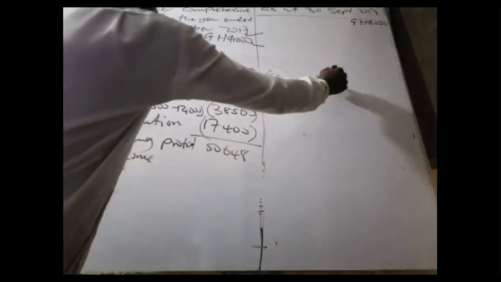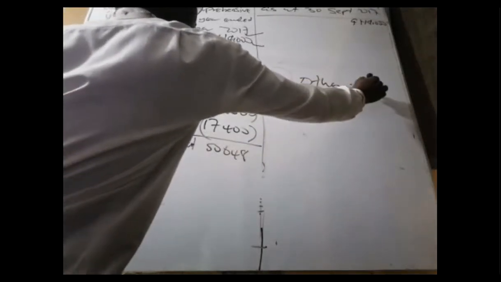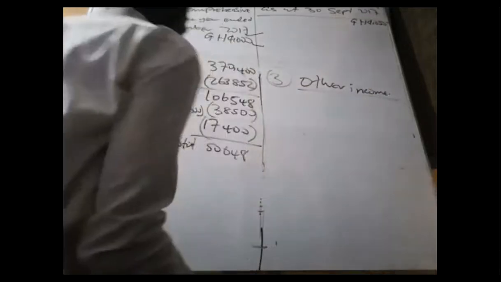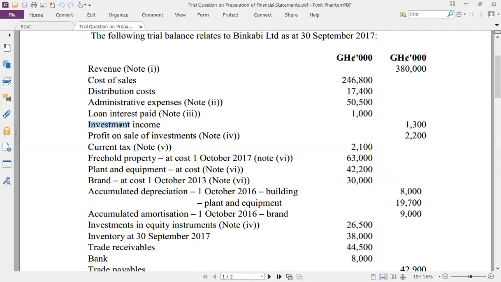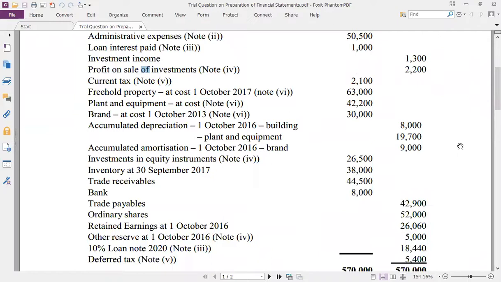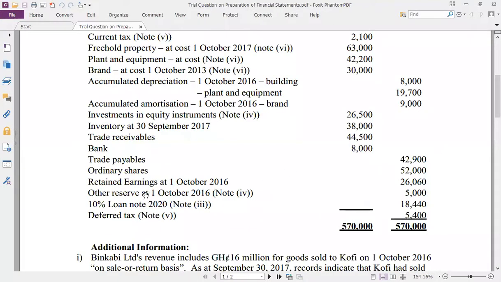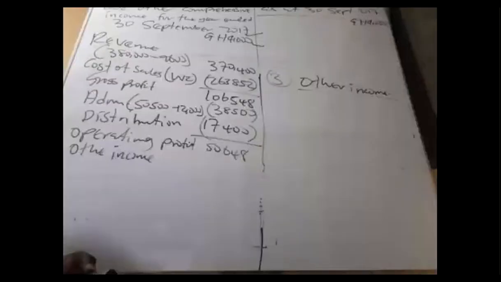Other income, third examiner. Mr. Examiner, this working is for other income. Let's go through the trial balance and see whether you can see any other income. You can even do it easily on the face, adding them, because they are so straightforward. 1,300, and then this one, 2,200. That is all. That is the other income. So the other income will be investment income of 1,300. Don't forget your currency.